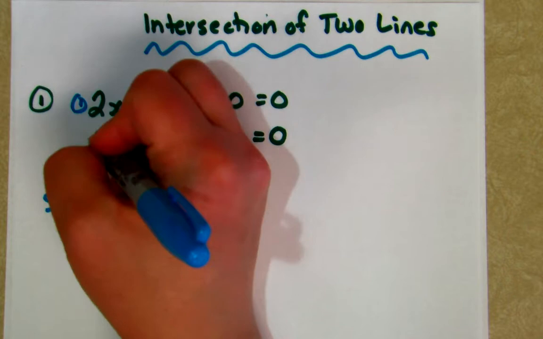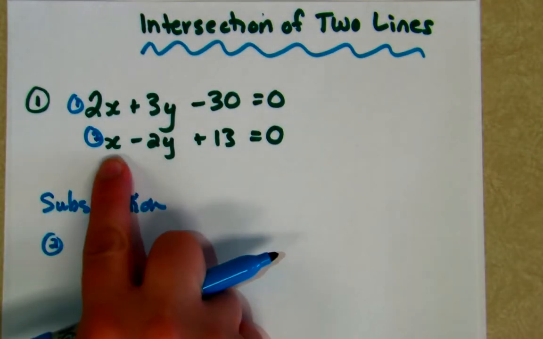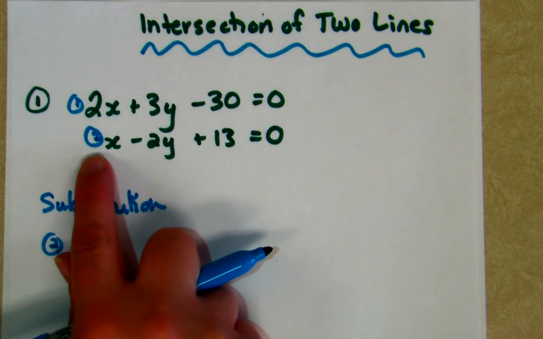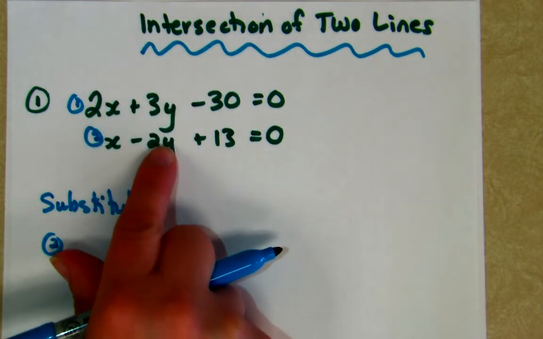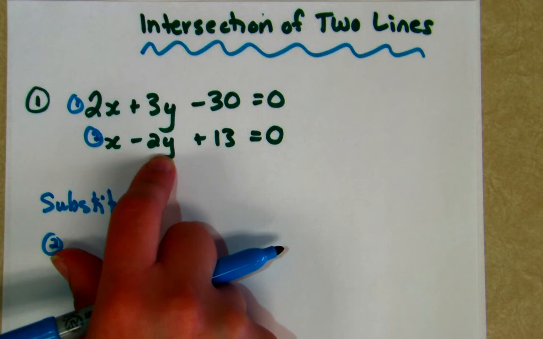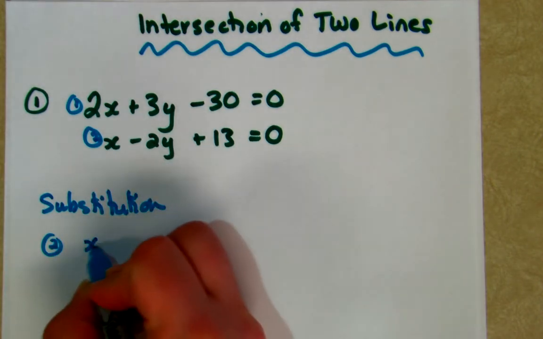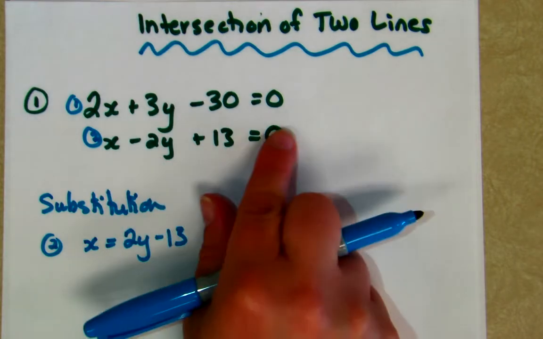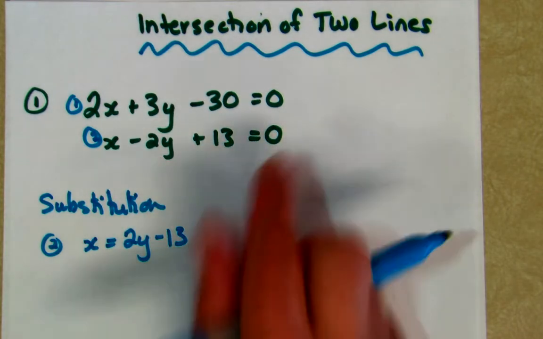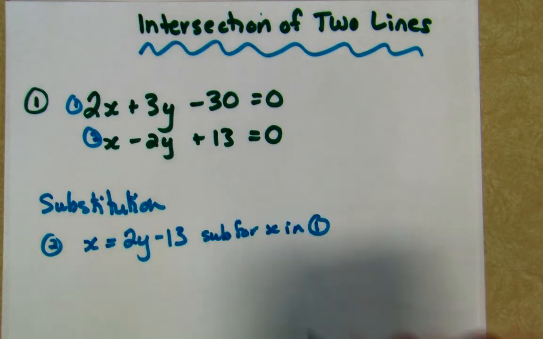So I have two equations, equation 1 and equation 2. I'm going to take equation 2 and isolate the x. This is the best choice because the leading coefficient is 1. Every other variable, if I try to isolate it, I'm going to be involved in a division, and it may or may not work out well. But equation 2 works out to be x is 2y minus 13 if I isolate the x by bringing everything to the other side. And then I'm going to sub for x in equation 1.